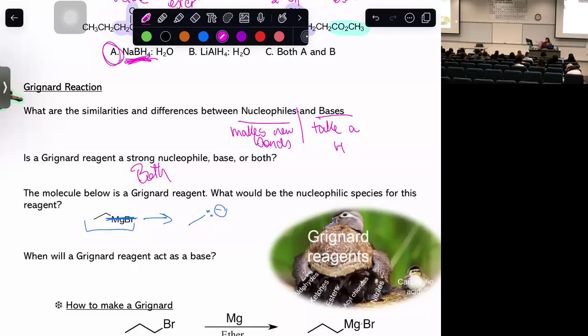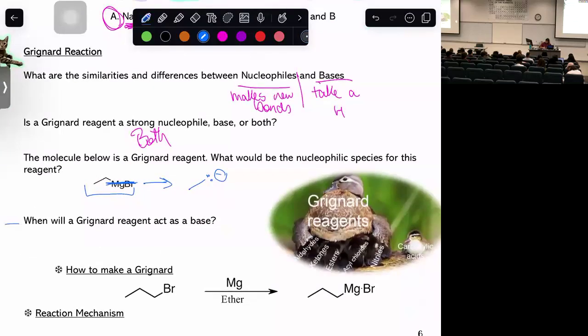Now, since it's going to be both a nucleophile and a base, for a nucleophile, that means that you would follow a reduction. But if the Grignard reagent acts like a base, you're not going to do a reduction. You're just going to do your simple acid-base reaction, which is what we have to answer next. Grignard is going to act as a base whenever there's an acidic proton in the molecule. So let's just write this here.